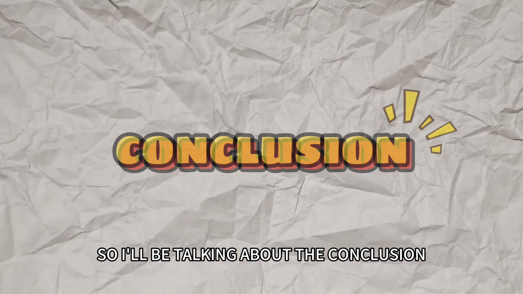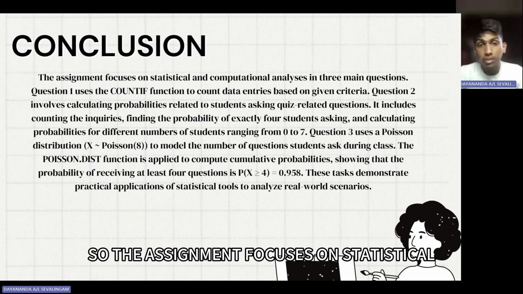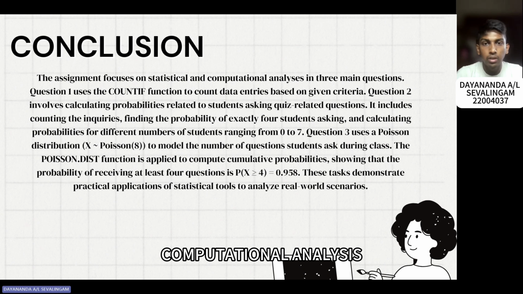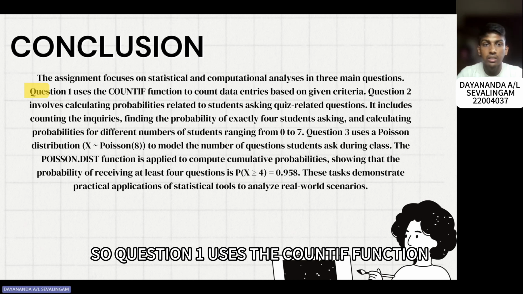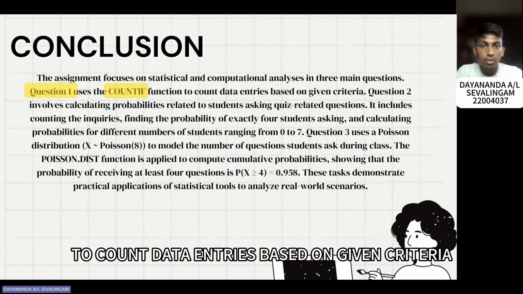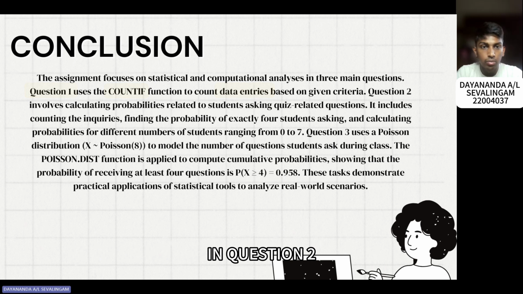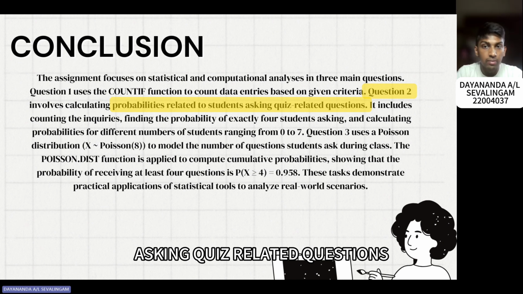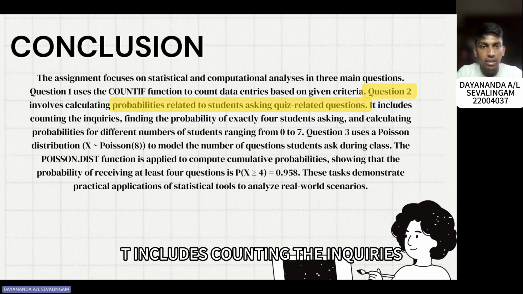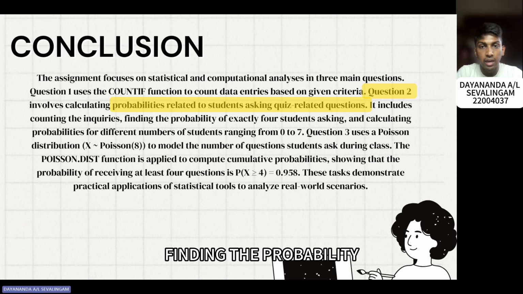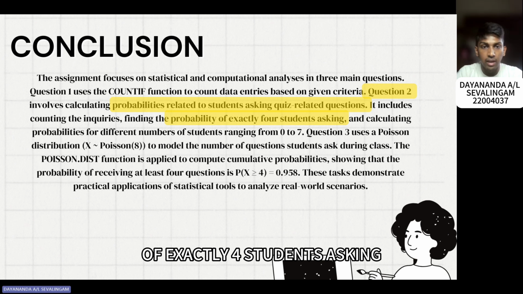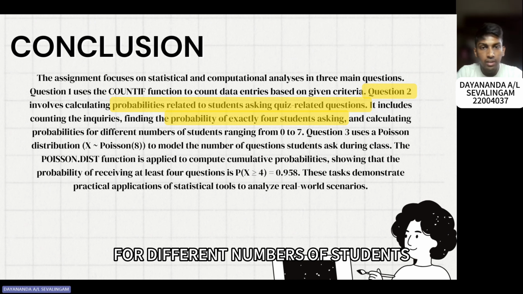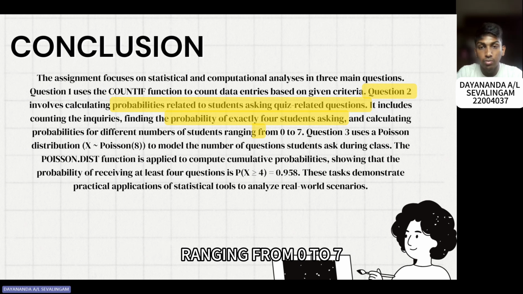So I'll be talking about the conclusion. The assignment focuses on statistical and computational analysis in 3 main questions. Question 1 uses the COUNTIF function to count data entries based on given criteria. Question 2 involves calculating probabilities related to students asking quiz-related questions. It includes counting the inquiries, finding the exact probability for students asking, and calculating probabilities for different numbers of students ranging from 0 to 7.